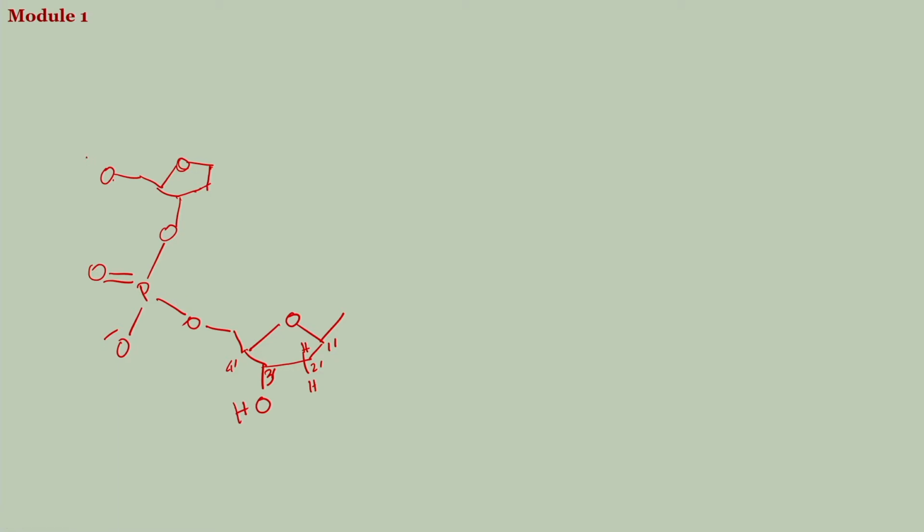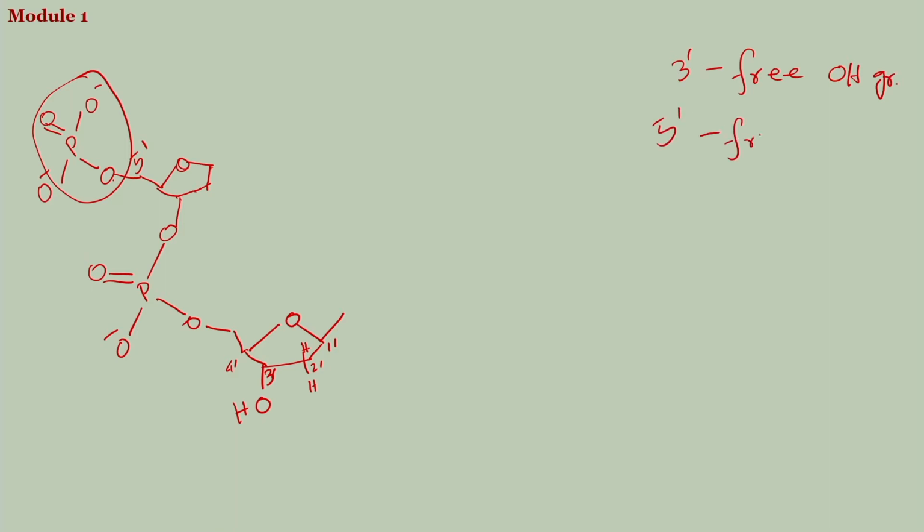So, this and then again a phosphate, O minus, double bond O, O minus. This is the terminal again. So, this is the 5' end of this. So, the 3' end has a free hydroxyl group, the 5' end has a free phosphate group. 3' free OH group, 5' end has free phosphate group.